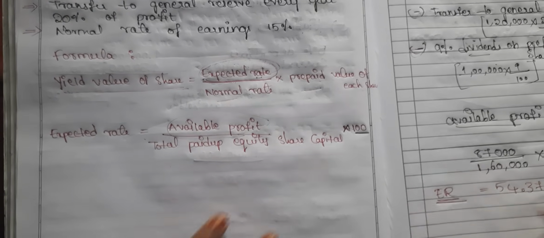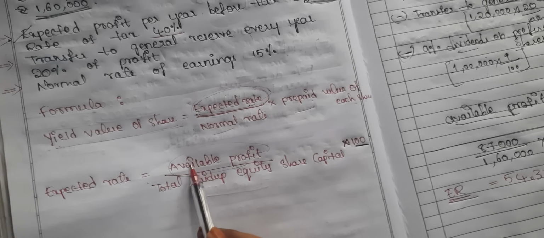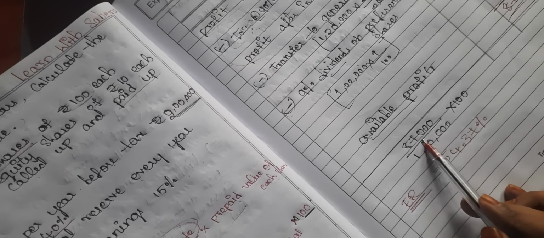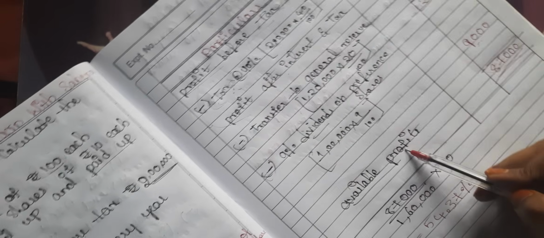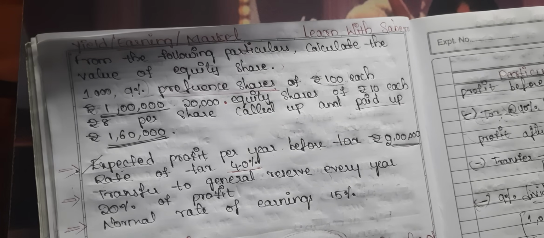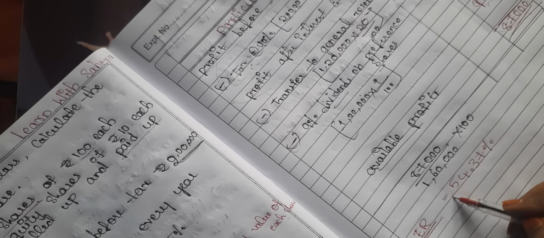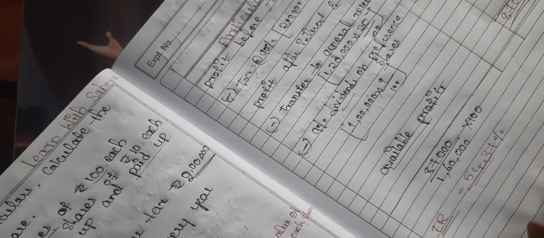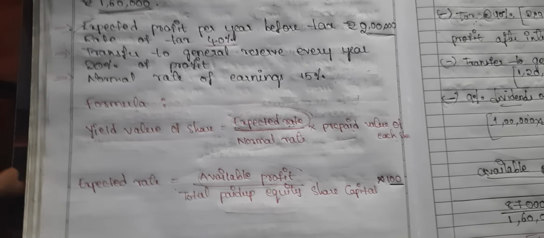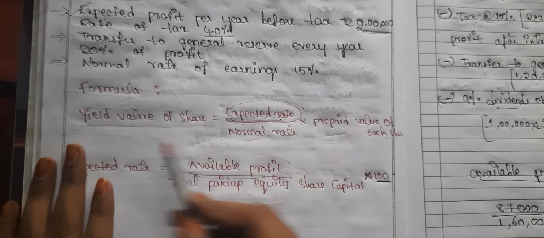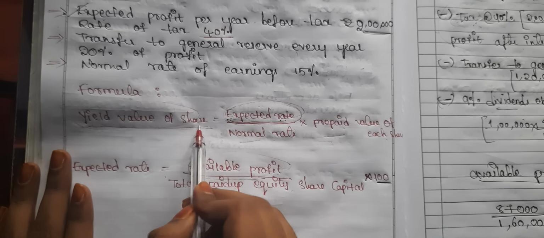After getting the expected rate formula, in that formula we have substituted the values, ma, right? Available profit, it is this much, which we have found out with this pro forma. Then the total paid up equity share capital they have already given in the question. After substituting the values, we got 54.37. After this, we need to substitute the amounts in this formula to get the yield value of share.